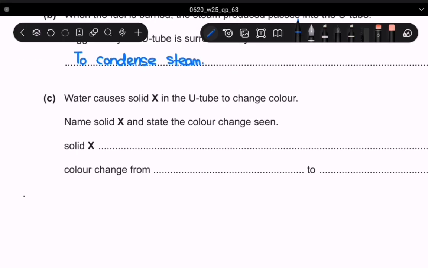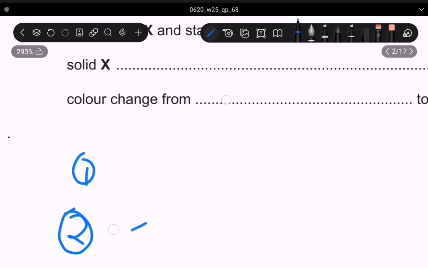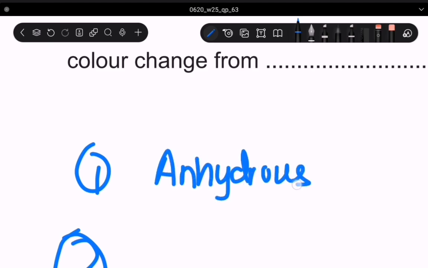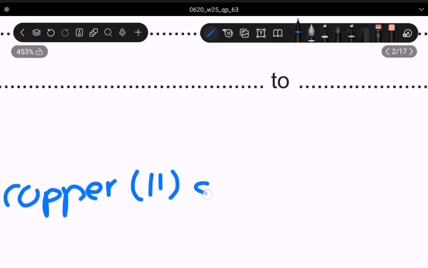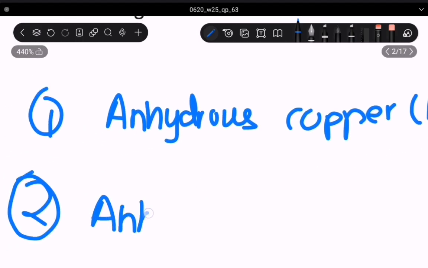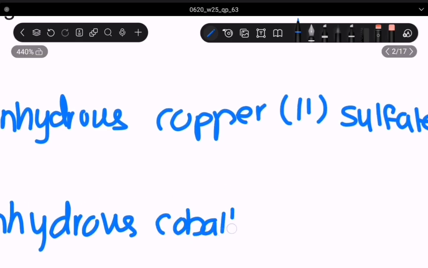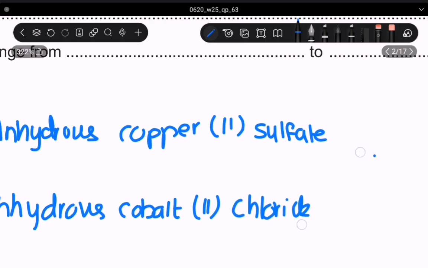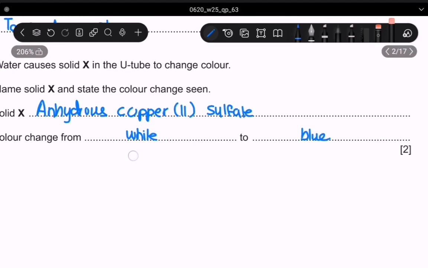We learned about two types of salts in our IGCSE syllabus. The first one was anhydrous copper(II) sulfate. The second one was anhydrous cobalt(II) chloride. These are the two types of salt we were required to learn in our IGCSE syllabus. The color changes were from white to blue for copper sulfate crystals.